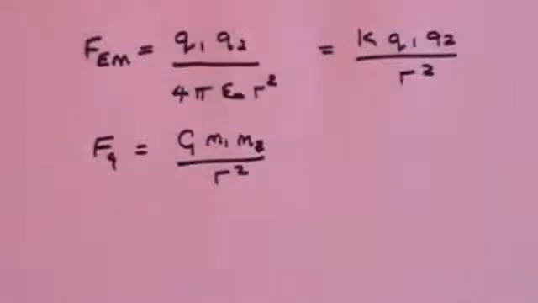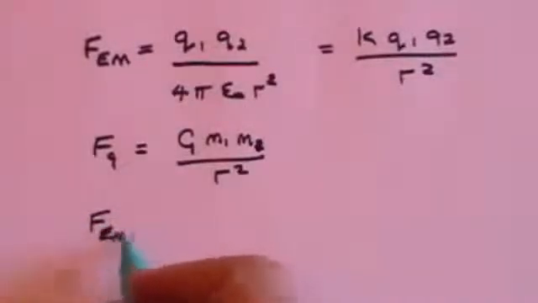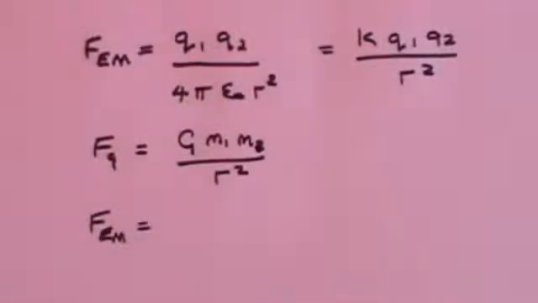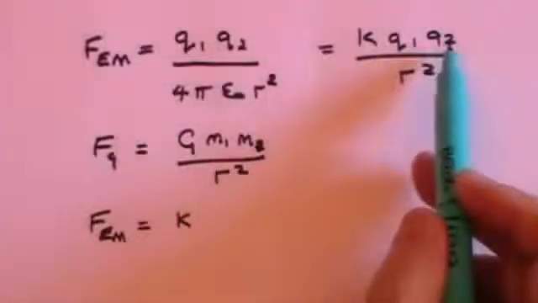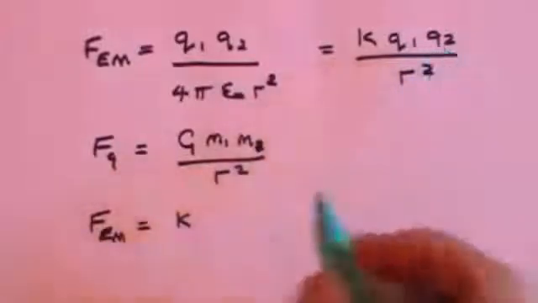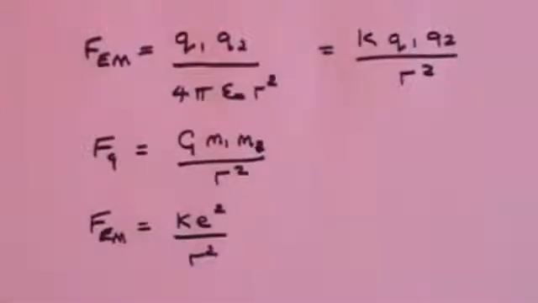So now let's think of two electrons. Of course, the electrons will have a charge of e, the electronic charge on the electron, and they will have the mass of an electron. So now I can write that the electromagnetic force of two electrons will be equal to k, and Q1 and Q2 are both e, the charge on the electron. So that's ke squared divided by r squared. So that's the electromagnetic force between two electrons.